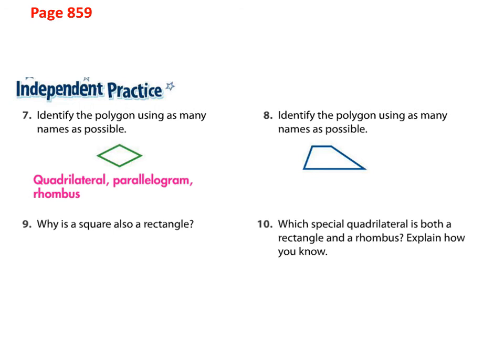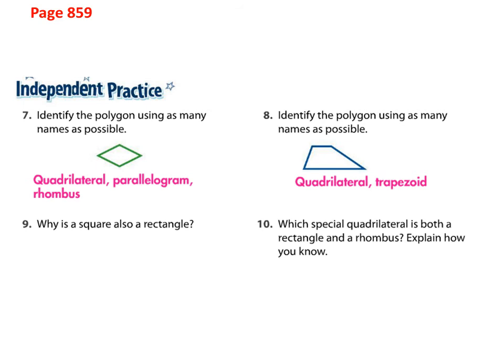Question 8. Identify the polygon using as many names as possible. How many pairs of opposite sides are parallel? Only one pair. So this is not a parallelogram. This is a trapezoid. So this quadrilateral is a trapezoid. So it's not a rectangle. It's not a square. It's not a rhombus. So the answer is quadrilateral, trapezoid.